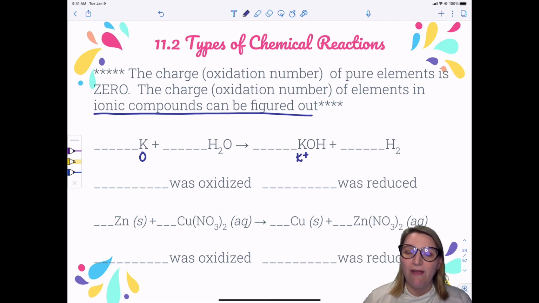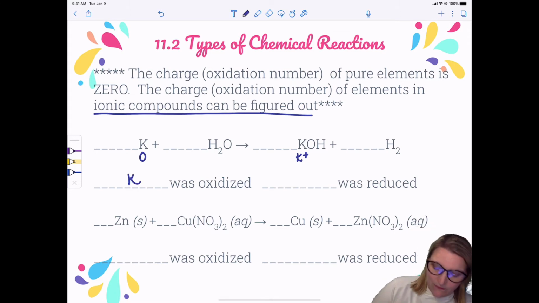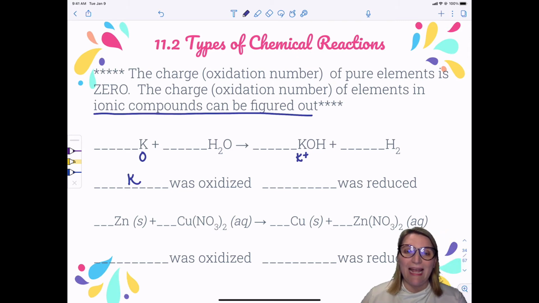So what must have happened to it? Did it lose an electron, or did it gain an electron? And if you think about going from neutral to positive, well, it must have lost an electron. So we would say potassium lost an electron, potassium was oxidized.